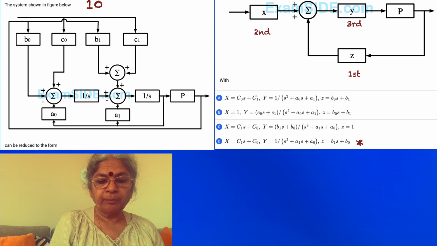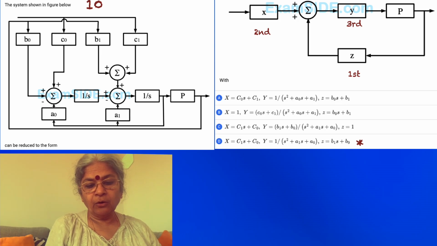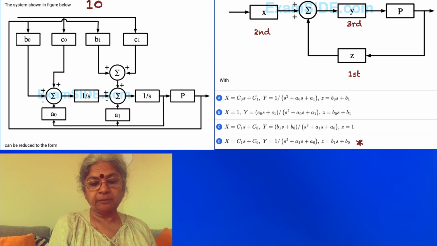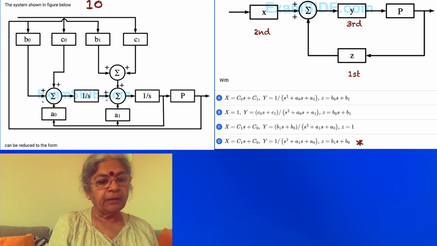So from amongst the four options for Z, we have only option D as correct. According to this estimate, Z is not equal to 1. It has both B0 and B1, and only B1 is multiplied by S, because S square would normally be taken below.